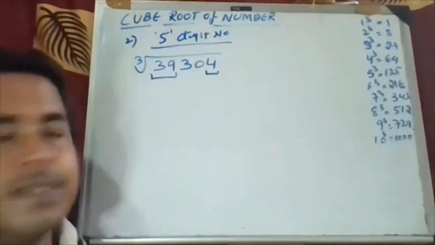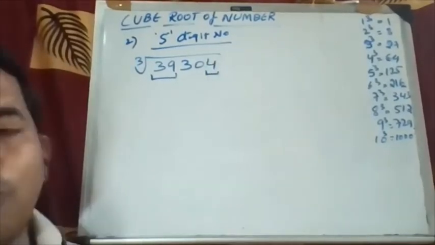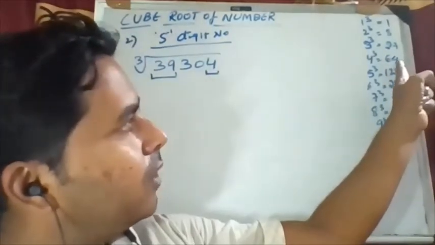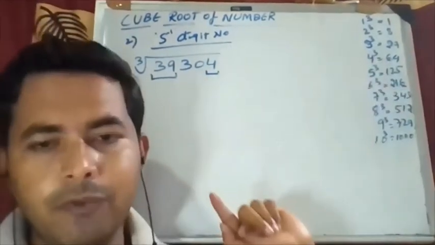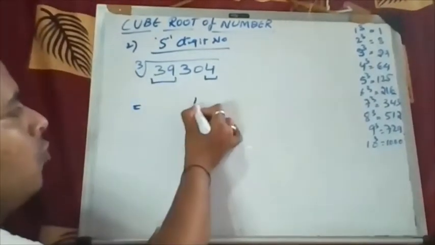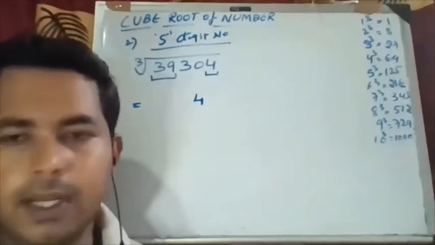Again the procedure will be the same. Here the unit digit is 4 and which cube value has a 4? That is 64, and the 64 corresponding value will be a 4. So your last digit will be what now? Your last digit will be a 4.